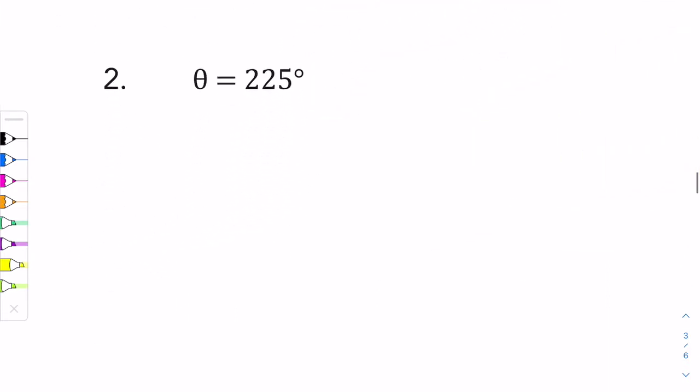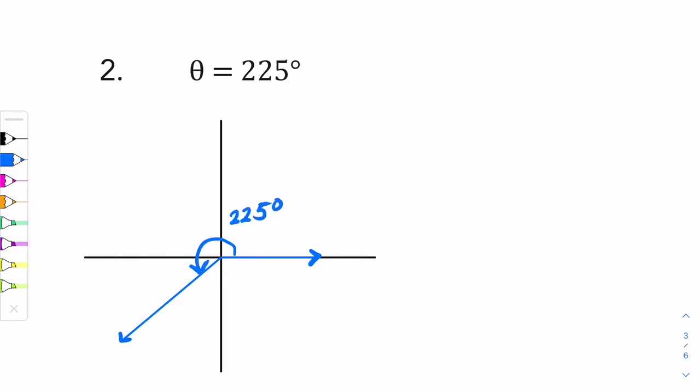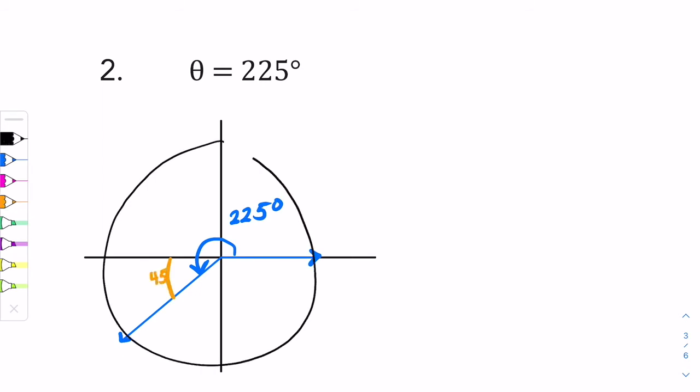Okay, next we're going to look at the angle of 225 degrees. So same thing, we're looking to find our sine and cosine value of 225. So I'm going to start by sketching the coordinate plane. And I'm going to sketch 225 degrees, which lies 45 degrees past 180. I'm also just going to sketch the unit circle.